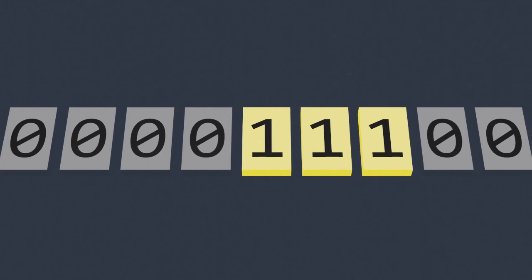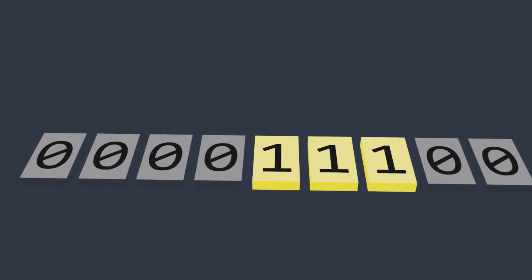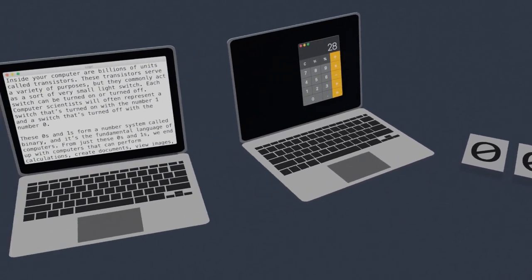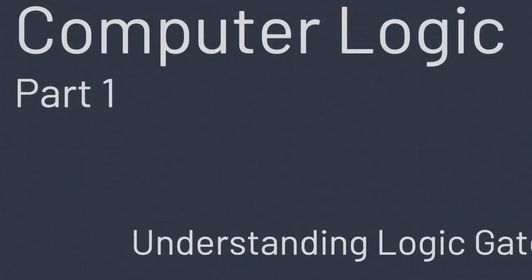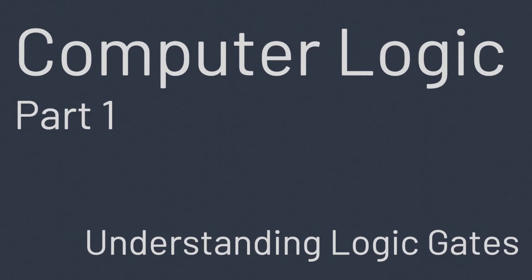computers. From just these zeros and ones, we end up with computers that can perform calculations, create documents, view images, browse the web, and more. How does that happen? In this series, we'll explore the foundations of computer logic, starting from the fundamentals and building our way to more and more sophisticated systems.